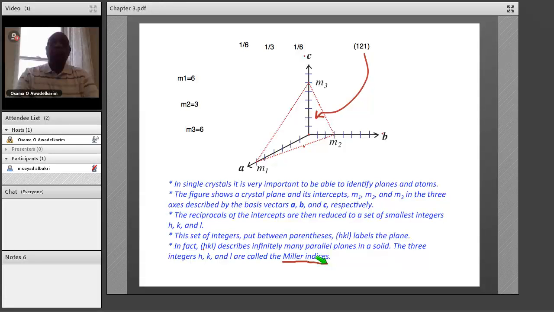Why do we take the reciprocal? That will become clear when we look at a solved example as we proceed with this class. So we will talk about why we choose the reciprocals later. But this is the method. This is how we generate Miller indices.